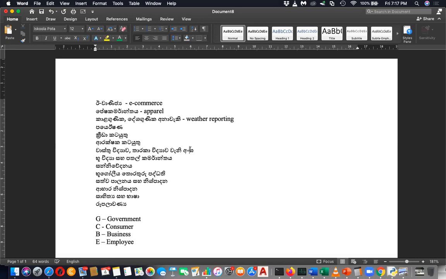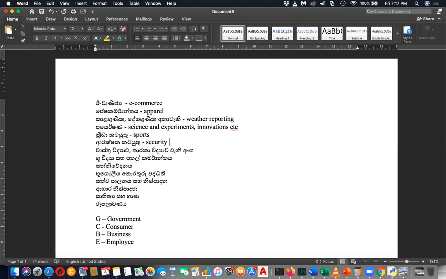Weather forecasting. It is used in experiments, science and experiments, innovations, etc. And it is used in sports. Sports comes under entertainment, but you can still write it as used in sports. It's used in security. You mentioned this.